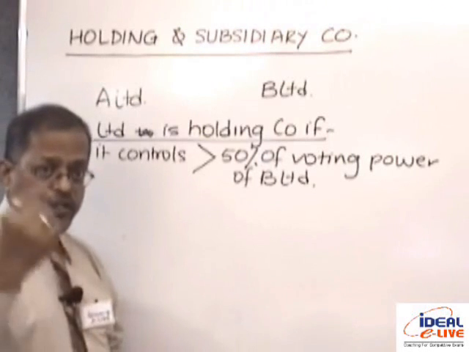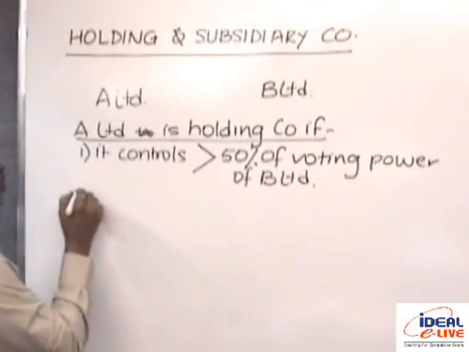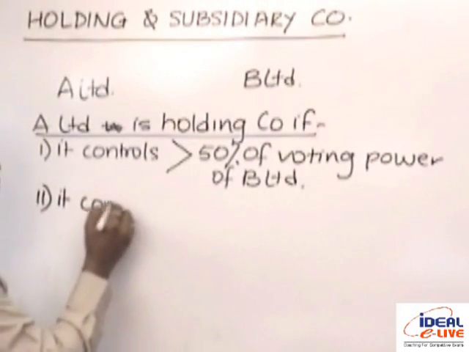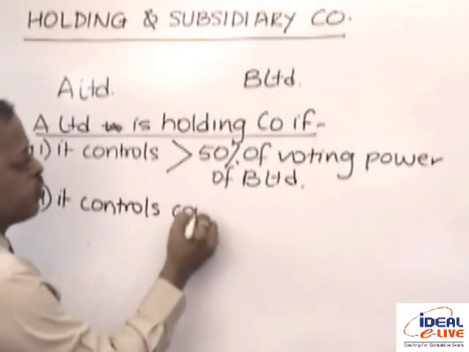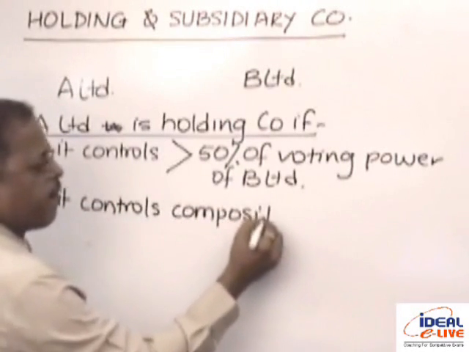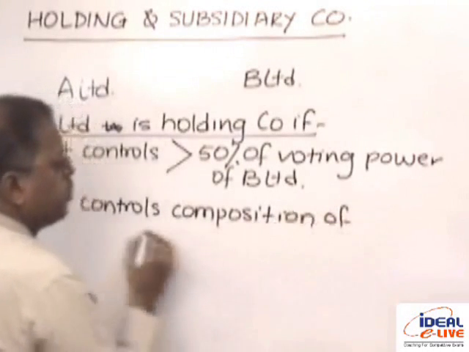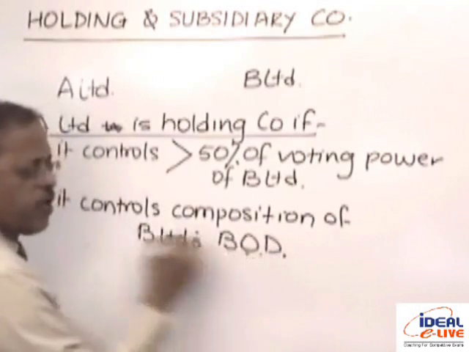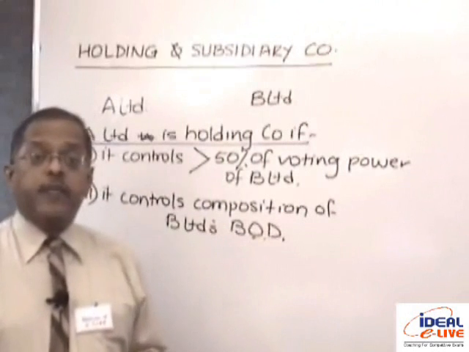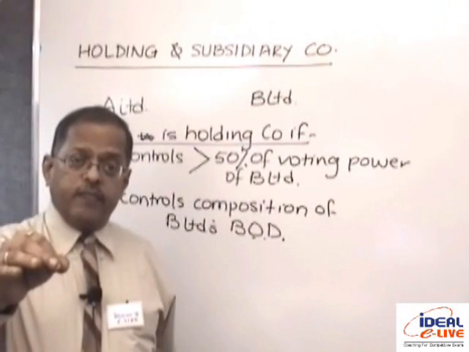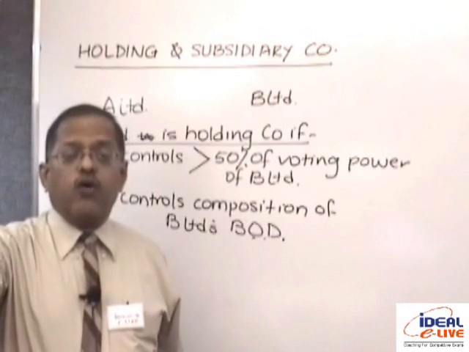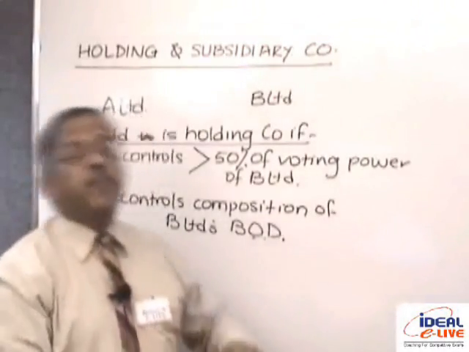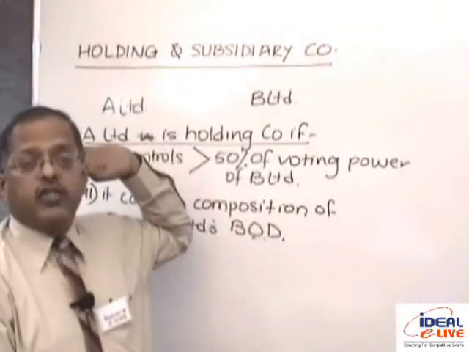Another situation where A Limited will be called holding company is if it controls the composition of the board of directors of B Limited. Board of directors, BOD. That means who should be appointed as director in B Limited, who should be removed, who should be asked to resign, who should be reappointed. If that is done by A Limited, then A will be called holding company.